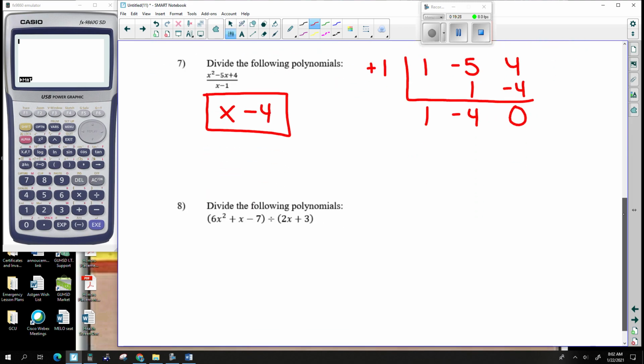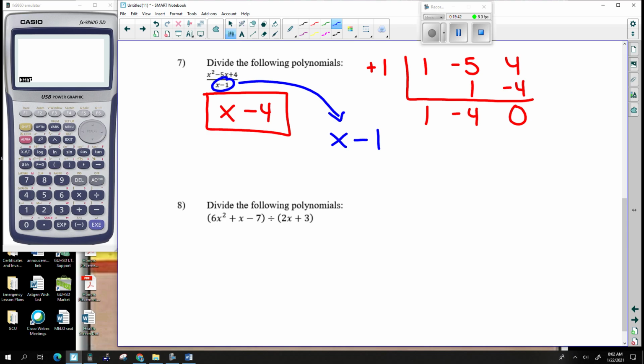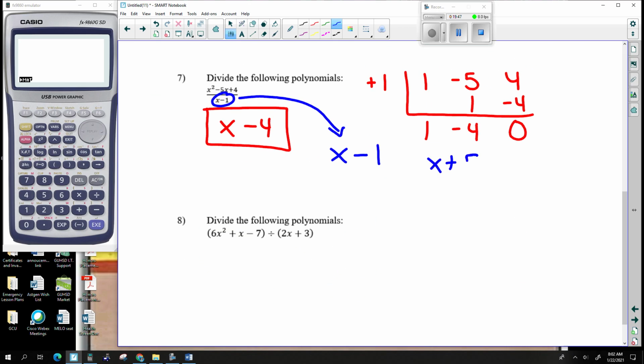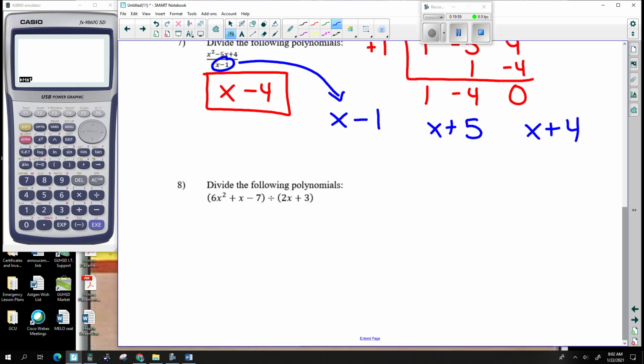Okay, now, as I said, number 8 is a little bit more difficult than the other problems, and here's why. Notice what we're usually dividing by. We're usually dividing by something like x minus 1. Or in some of the other examples, we had x plus 5 and x plus 4. We're dividing by very simple single number, single letter things. Now, in number 8, however, notice what we're dividing by. We're dividing by a 2x plus 3, which makes the process just a little bit more difficult.